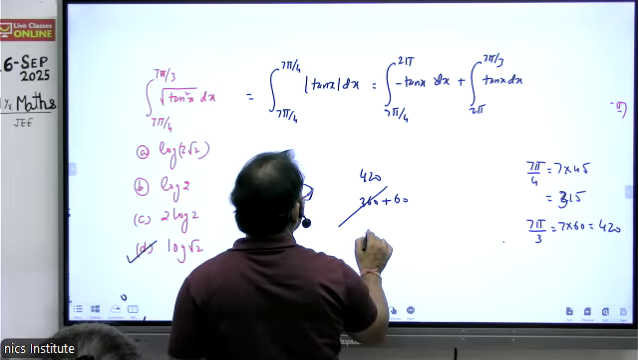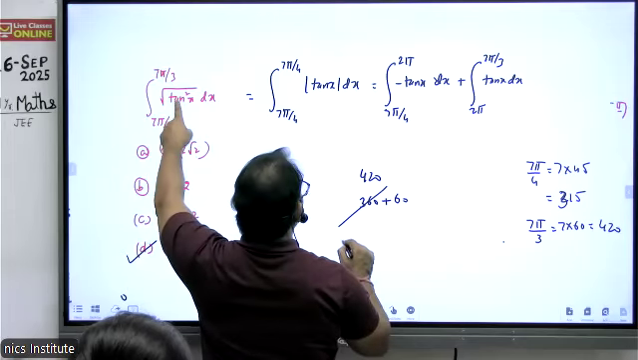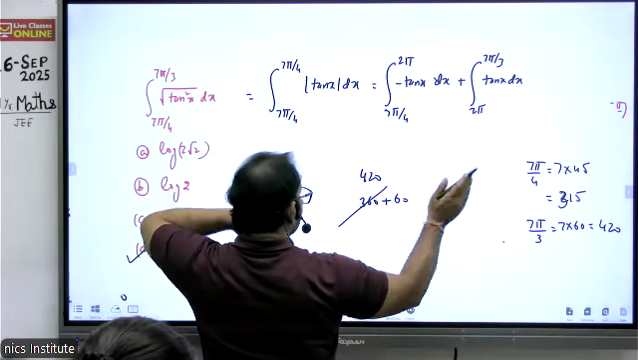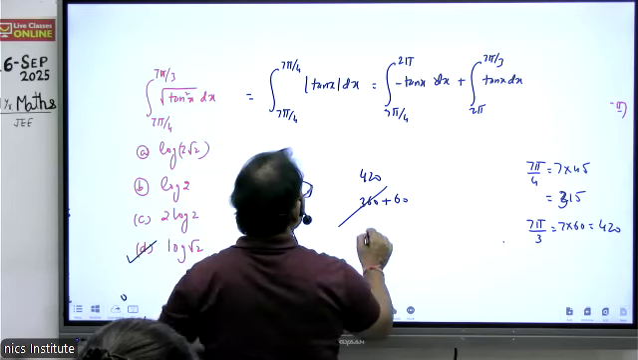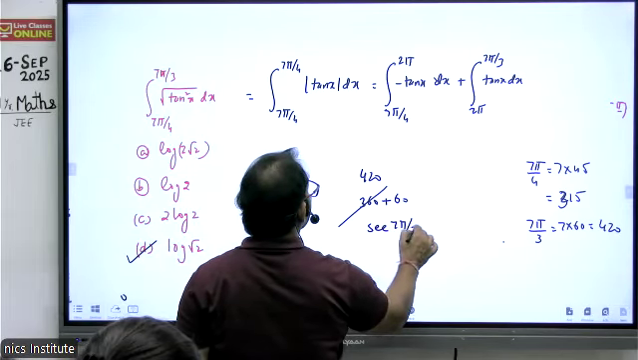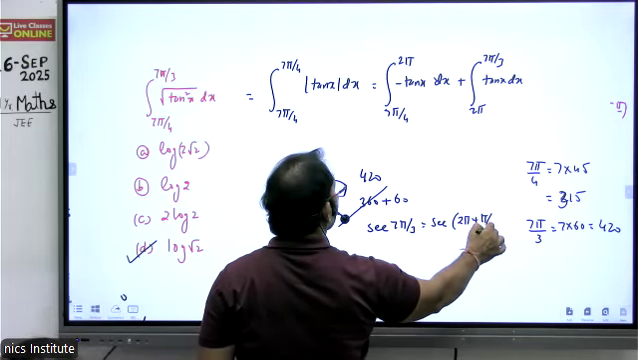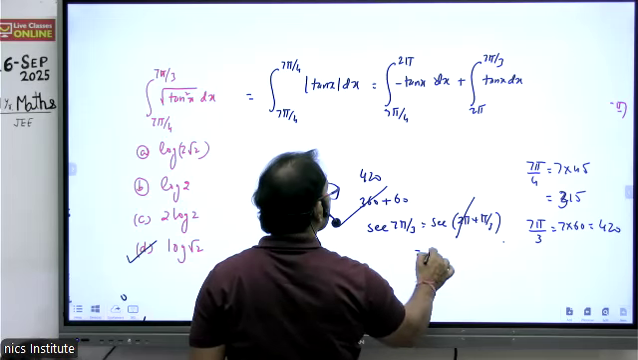2 π/3 तो 120 नहीं होती? Upper limit is 7 pi by 3. 7 pi by 3 is 420. सॉरी सर, सॉरी सर. So suppose I'm finding sec 7 pi by 3, right? So it'll be sec 2 pi plus pi by 3. Okay? I neglect 2 pi. So it's sec pi by 3.